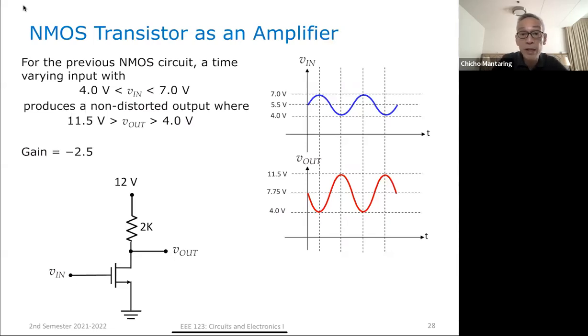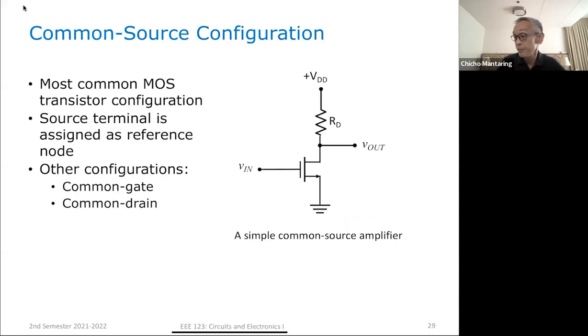So this is just to illustrate how the MOS transistor can act as an amplifier. We call this the common source configuration. If you recall, in the BJT, we had what we call the common emitter configuration. So ang tawag naman dito is common source because your source terminal is made the reference of the voltages in the other voltages in the circuit.